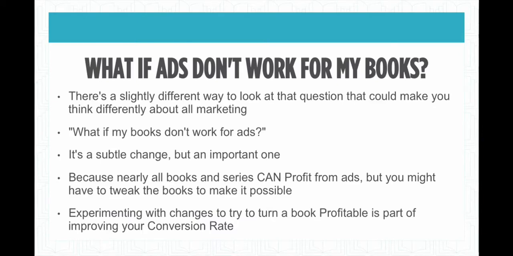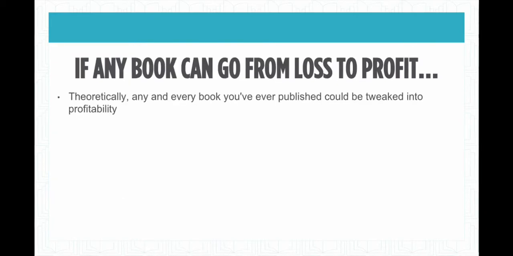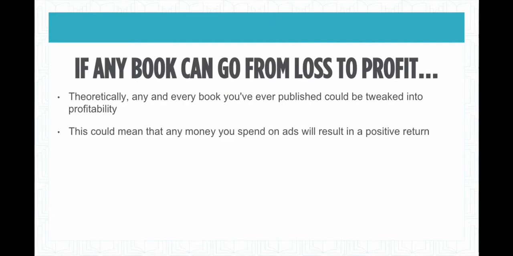and changes to try to turn a book profitable is part of the process by which you improve your book's conversion rate. Now, theoretically, any and every book you've ever published could be tweaked into profitability. If it gets a good enough conversion rate and you run ads to it, you make a profit. This means that if you make the changes, any money you spend on ads will result in a positive return. Any money you spend on ads to a book that is converting profitably will result in a positive return. Now we're going to go into what conversion rate is in a second.